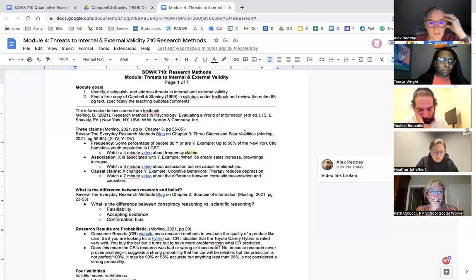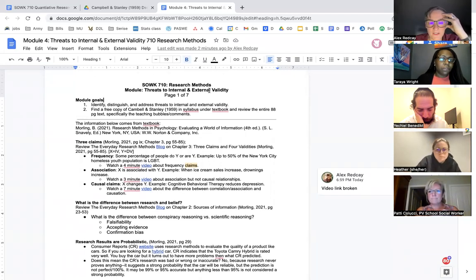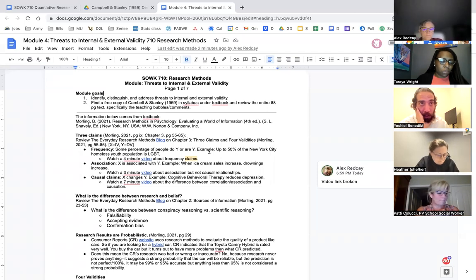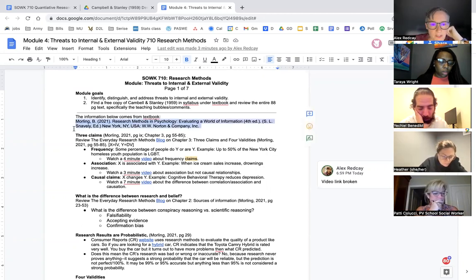Can you see the threats to internal and external validity? You can see the module? Okay. All right. So there are really 4 textbooks that guide this section, this module. You didn't have to buy any of those. I've sort of copied the chapters that I thought were the most critical and most important. And so that's kind of how this section is divided.